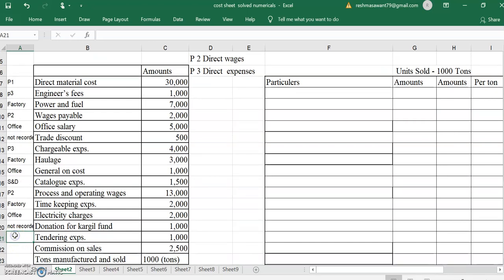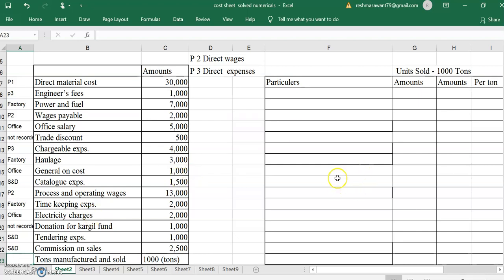Tendering expenses are selling and distribution expenses for sale and promotion. So right there, S&D, selling and distribution. Commission on sale is also a part of selling and distribution for the sale promotion expenses. Selling and distribution is not recorded now, but we will consider it at the end of your calculation.